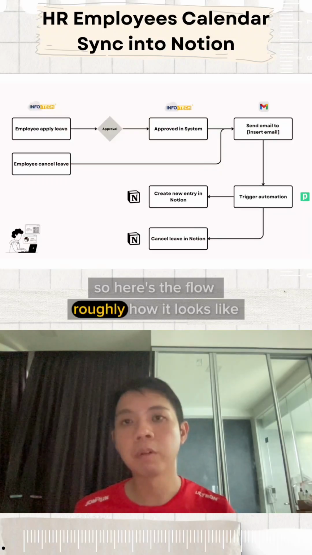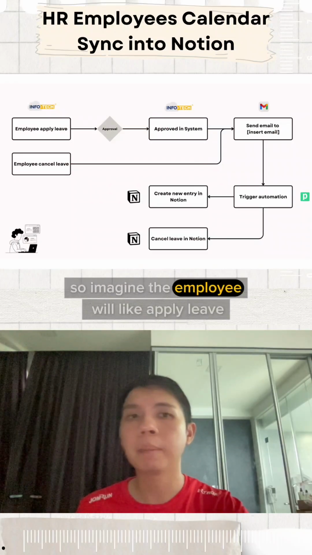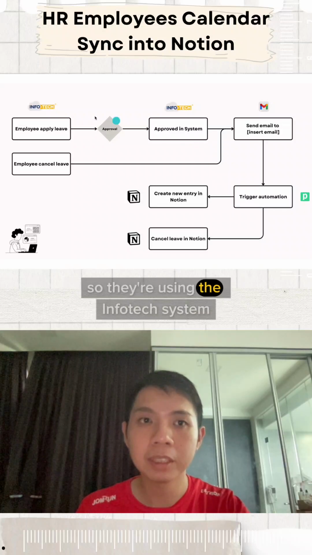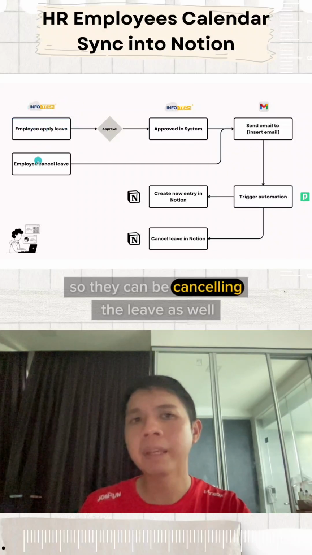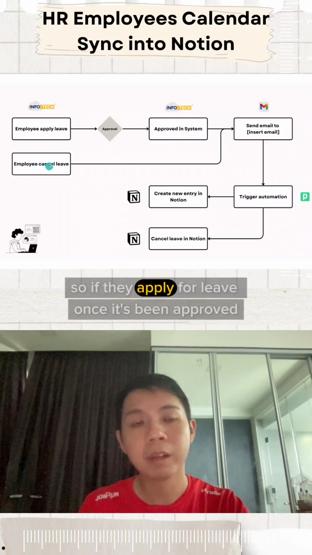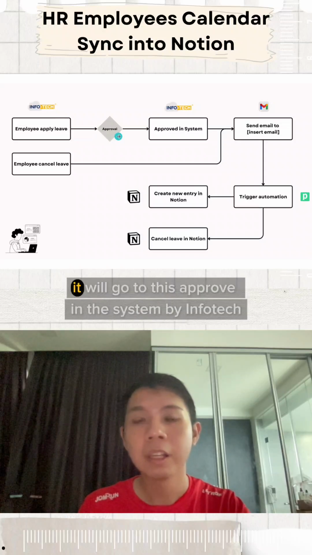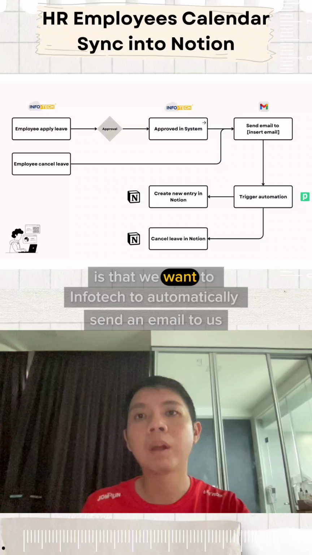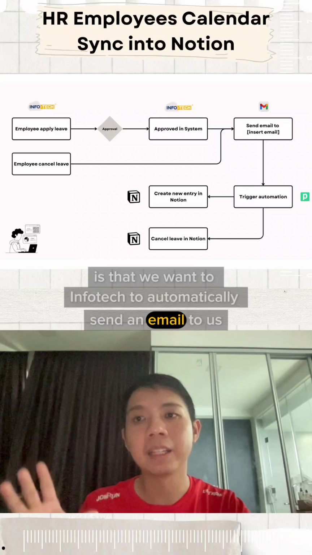So here's roughly how the flow looks like. Imagine an employee applies for leave. They'll be using the InfoTech system, and they can be canceling the leave as well. If they apply for leave, once it's approved in the system by InfoTech, the idea is that we want InfoTech to automatically send an email to us.